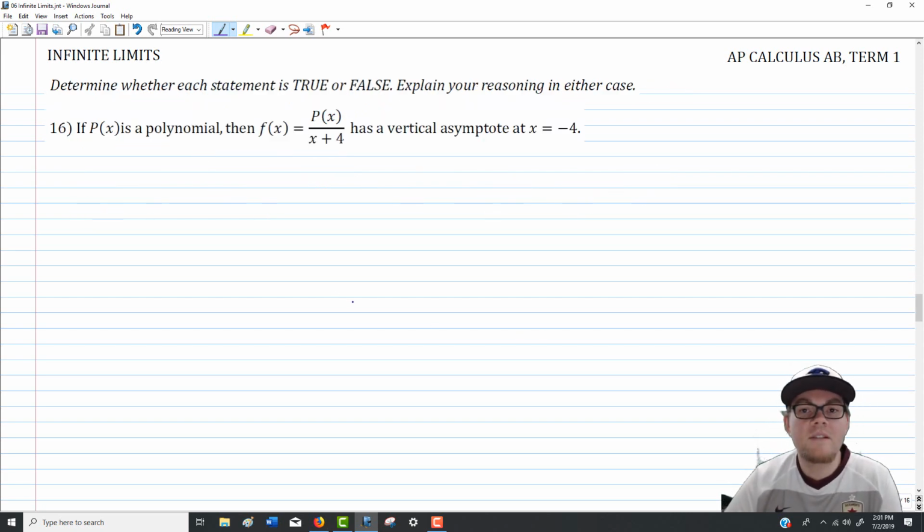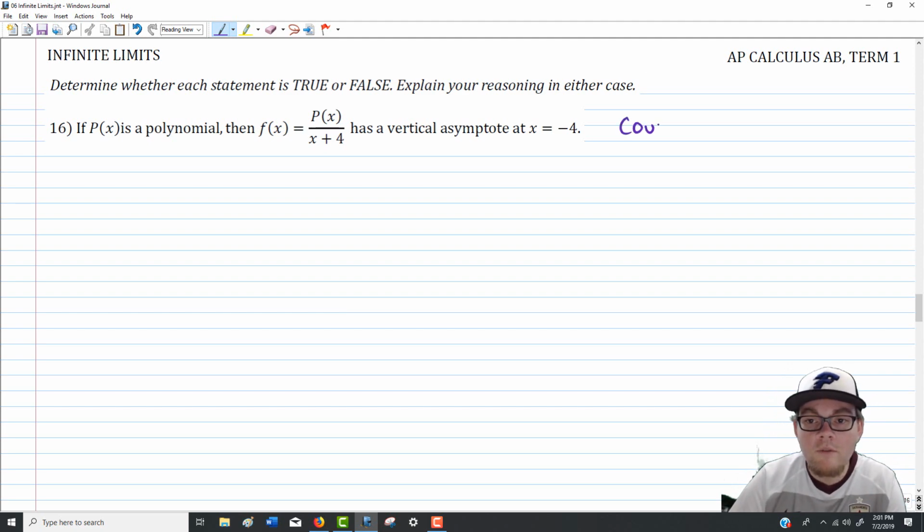Okay, that brings us next to question number 16, which isn't really a question, it's about a statement. It asks us to determine whether each statement is true or false and explain your reasoning in either case. And in this first example, as well as the second example, I think 16 and 17 are the statements in question. The biggest key that you can use is to think about how you can disprove a statement is true always, and that is by finding a counterexample. What we want is an example that proves that this isn't always true.